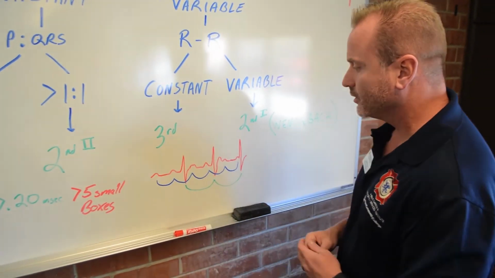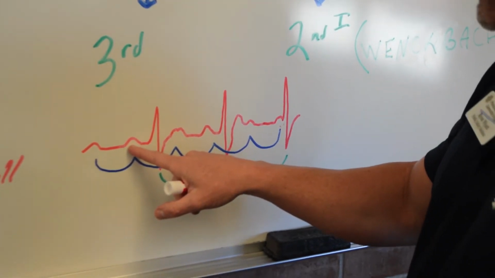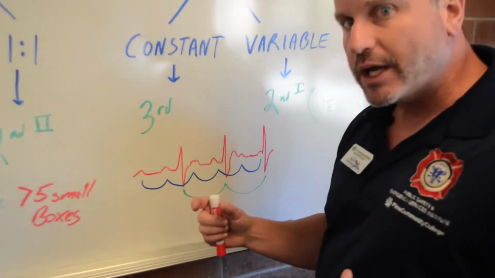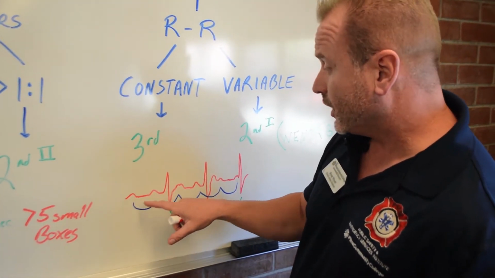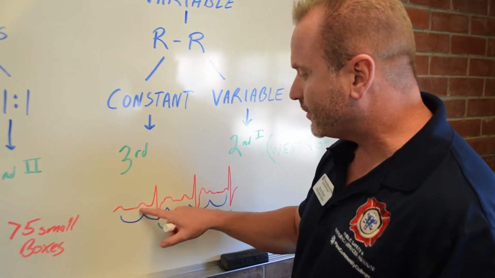What does that look like, okay? What that looks like is you'll have P waves. We always talk about they're not communicating with the QRS. So you'll definitely have more P waves than you will QRSs. So I have a P wave, I have a P wave.